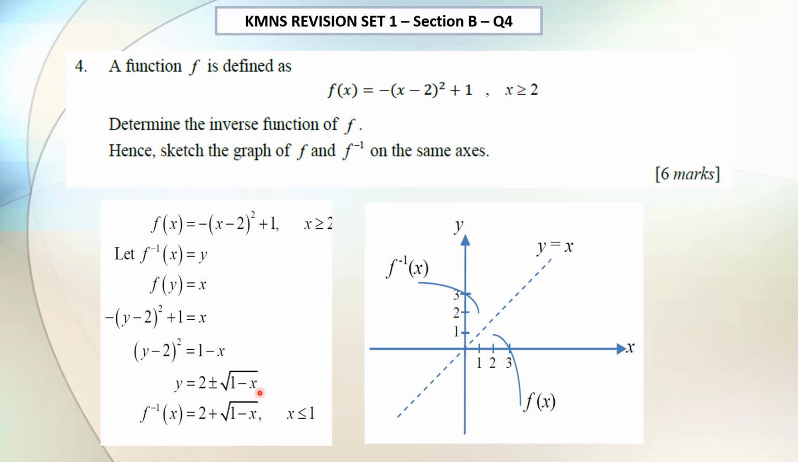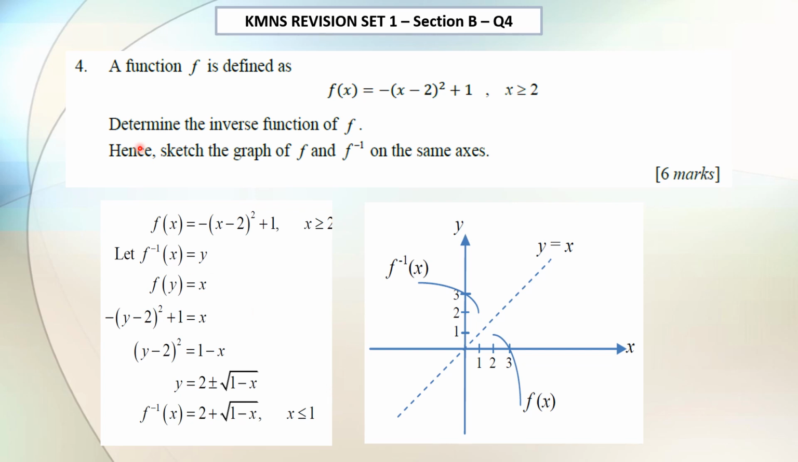Always remember, if you have a square and then you make it a square root, you will definitely get plus minus. But then we reject the 2 minus one because it is less than 2. The value of x given to you must be more than or equal to 2. That's why we take the positive part only. And as you know, the inverse function cannot have two values. Otherwise, it will not be a one-to-one function.